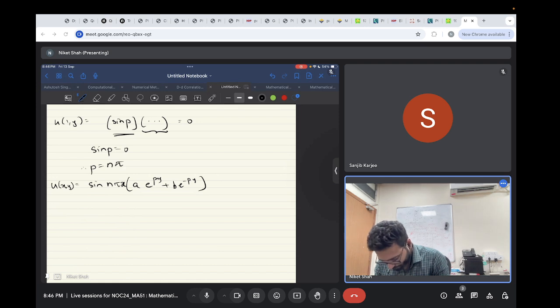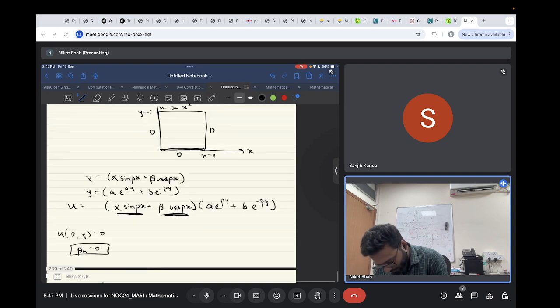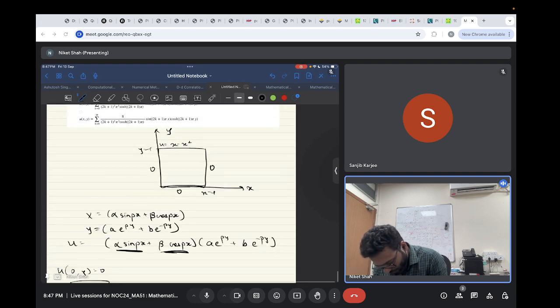Okay, by the way, p is just n pi. So here also I'll be writing it as n pi only: a e raised to the power n pi y plus b e raised to the power minus n pi y. All right. One more boundary condition I can already implement at y equal to 0.